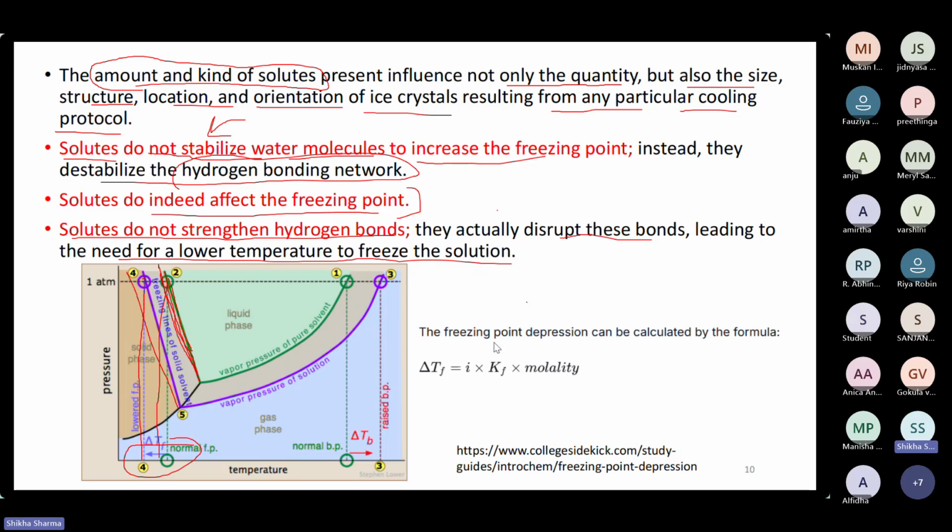So this depression in freezing point can be calculated by this formula, which is equal to i, the van't Hoff factor, into K, which is a constant, and into molality. So this is the freezing point depression formula. This type of formula we have already seen in 11th and 12th chemistry also. Okay. So is this question clear?